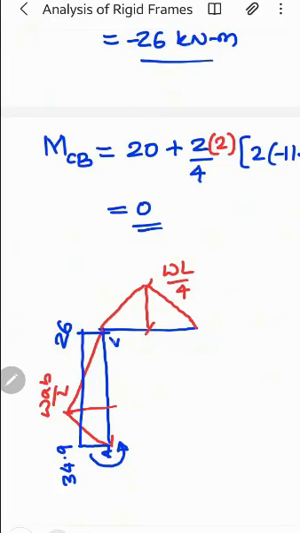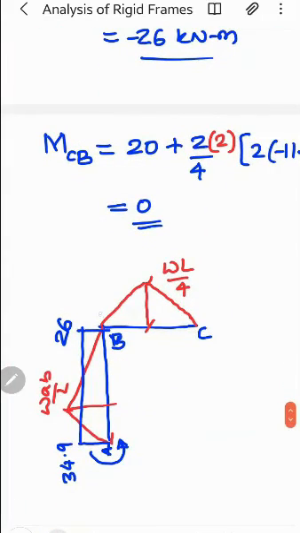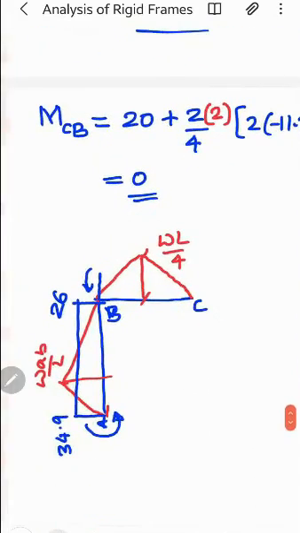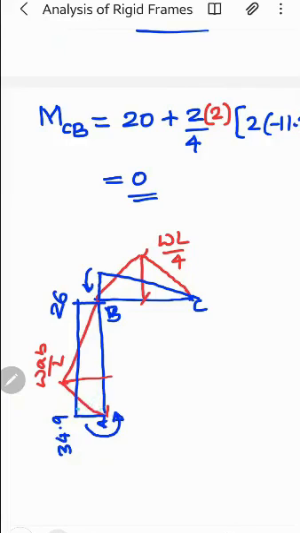Similarly, the BC value is minus 26. Minus means anti-clockwise. So if I have anti-clockwise couple for BC, this beam BC will deflect upward. That is 26 only. So this is 26, and here it is 0. Join this. So this is your final bending moment diagram. This hatched portion is the final bending moment diagram.